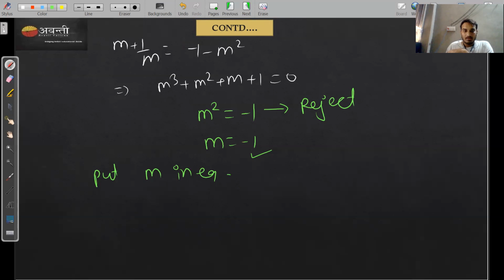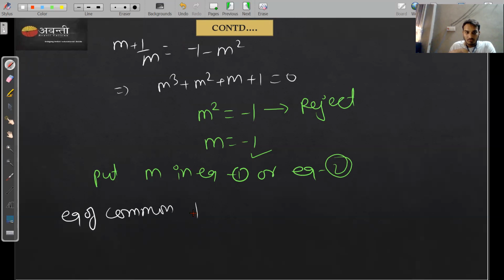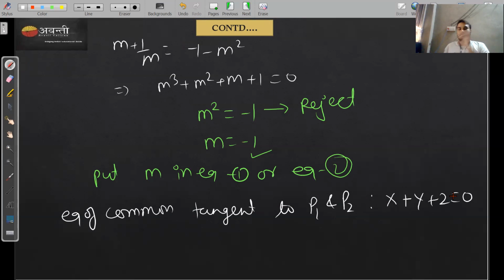Put m in equation 1 or equation 2, in either equation, because both are the same equation, because they are the common tangent. So the equation of common tangent to P1 and P2 is x plus y plus 2 equal to 0. Okay. So x plus y plus 2 equal to 0 is the common tangent to what?